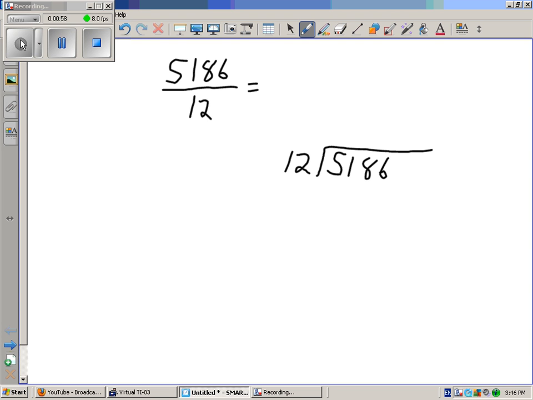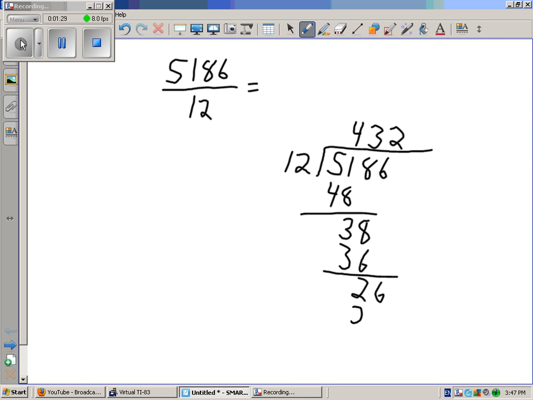5,186. 12 does not go into 5, so I look over at 51. It goes into 51 4 times. 4 times 12 is 48. Subtract, we have 3 and an 8. When we go 12 into 38, that goes 3 times. 3 times 12 is 36. Subtract that, we get 2. Carry down the 6. 12 goes into 26 2 times. 2 times 12 is 24. And we have a remainder of 2.